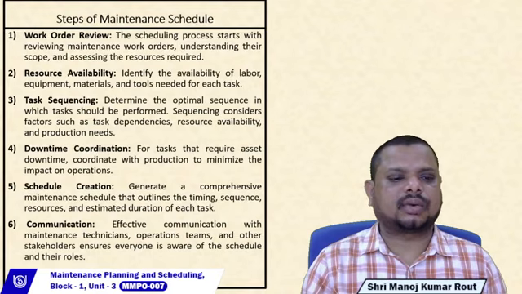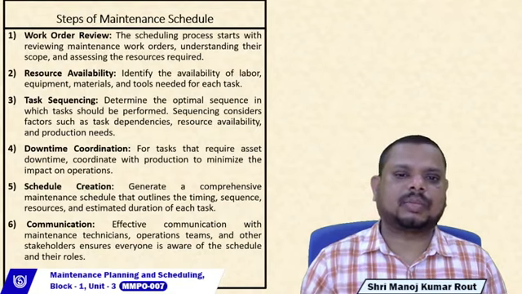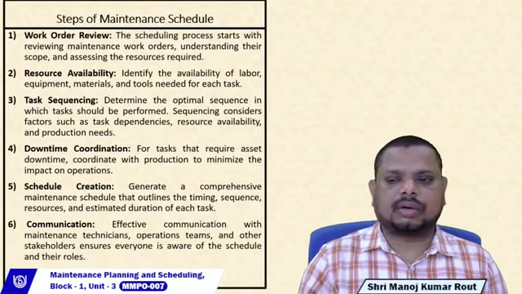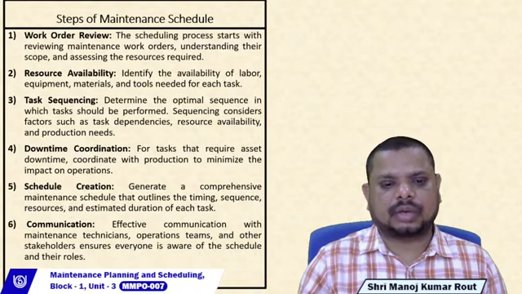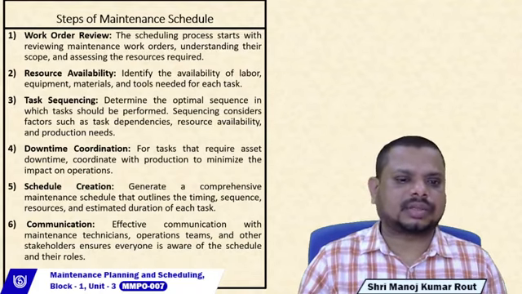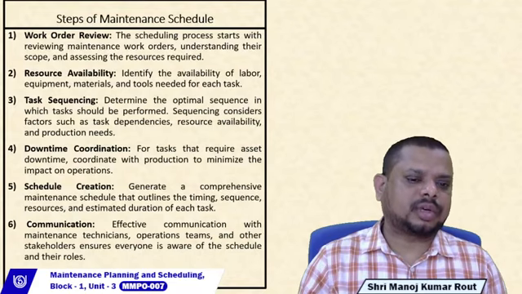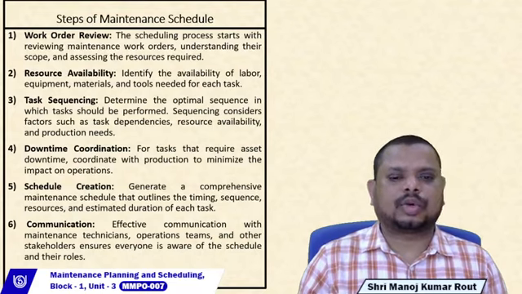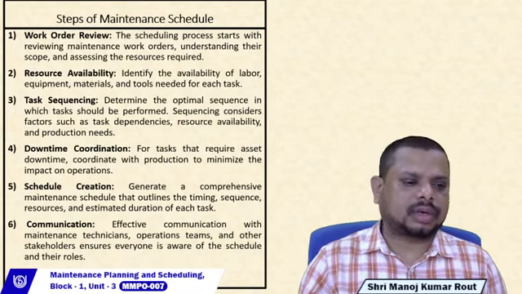The next, fourth one, is known as downtime coordination. For tasks that require asset downtime, coordinate with production to minimize the impact upon operations. Depending upon the complexity of machines, the downtime should be coordinated. For example, fixing complex machines requires a large amount of downtime. Fixing simple motors requires less time.